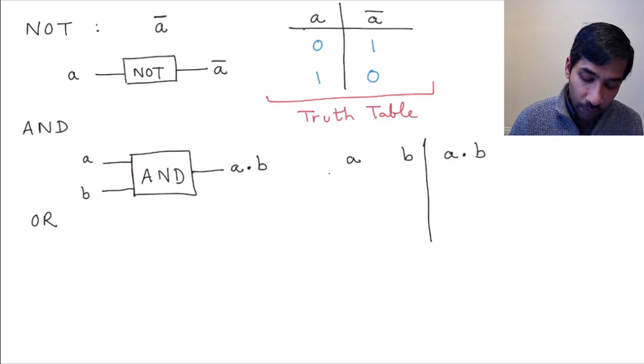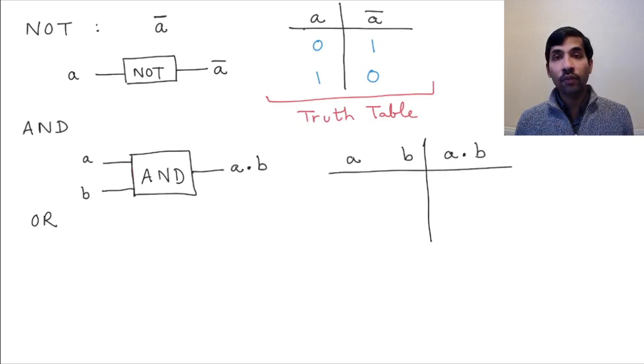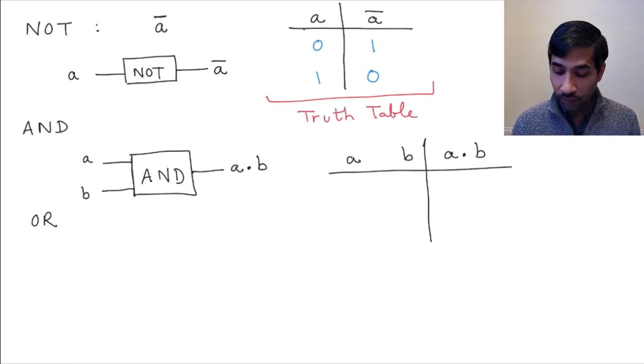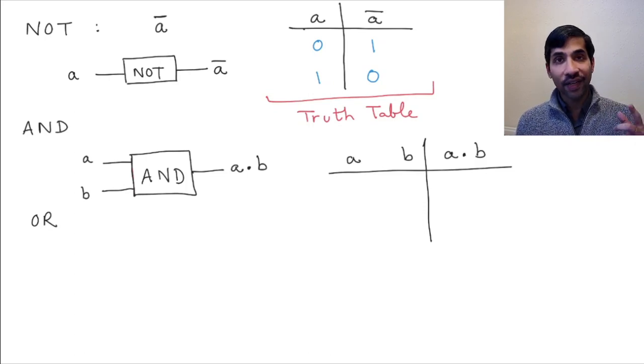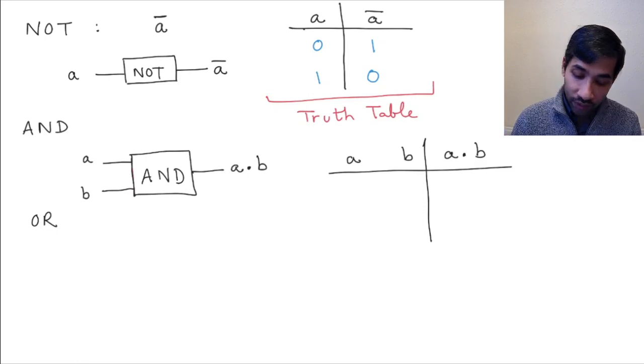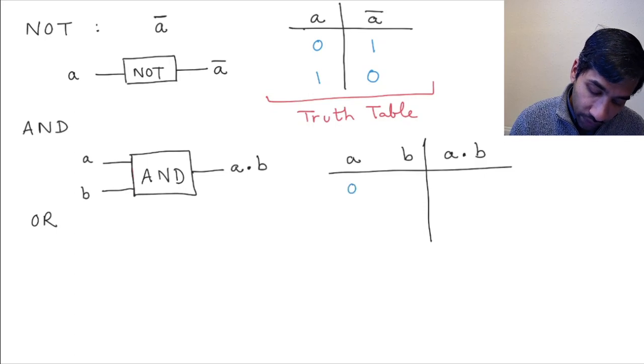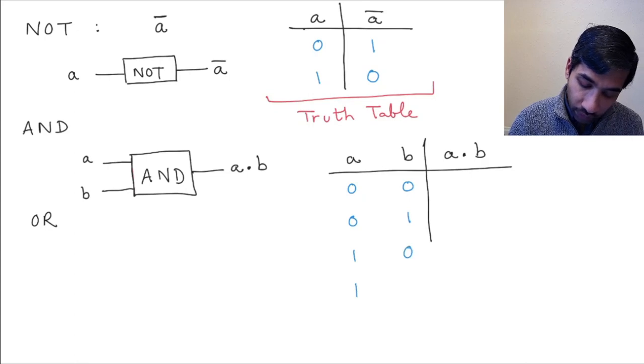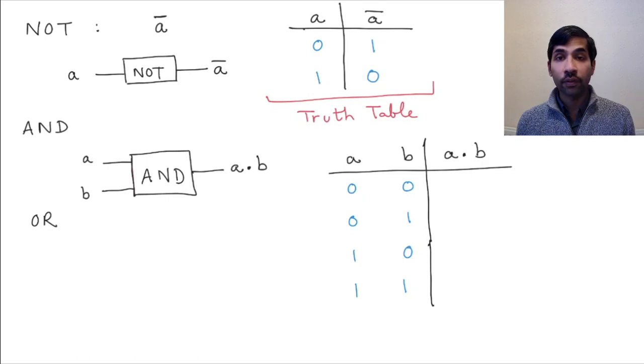Okay, and what we want to do is write all the combinations of the inputs that are possible. Now you know that A can take either 0 or 1, and B can also take two values, 0 or 1. So what are the combinations that we can have? You can have 0 0, 0 1, 1 0, and 1 1. So these are the four combinations that are possible.